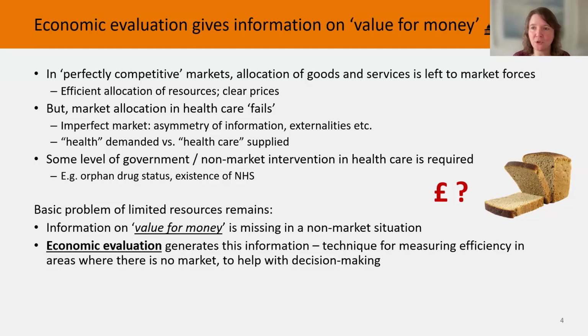So we know what the prices should be because they're dictated by what people are willing to pay, and that's fine. We get efficient allocation of resources and clear prices. But in healthcare, this doesn't work for many reasons. So it's not a perfect market.